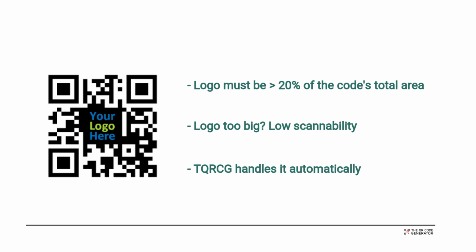Here's the most important rule when it comes to logo QR codes. And this is the thing most people get wrong. Your logo should never cover more than 20% of the QR code's total area. QR codes have built-in error correction, which means they can tolerate a small amount of visual obstruction. But once your logo takes up too much space, even the best scanner struggles to read the pattern. The QR code generator handles this automatically.